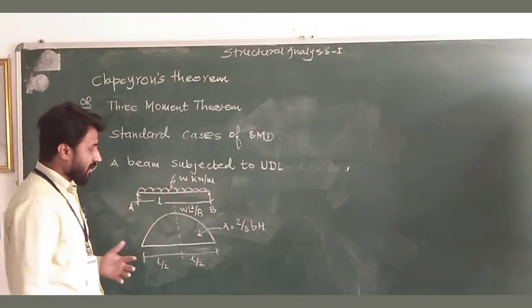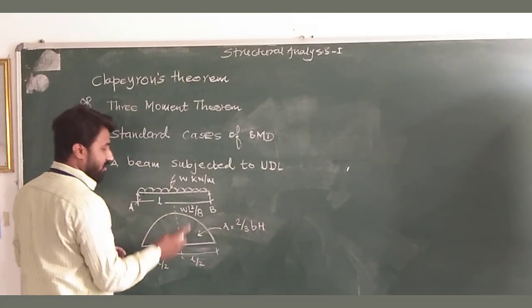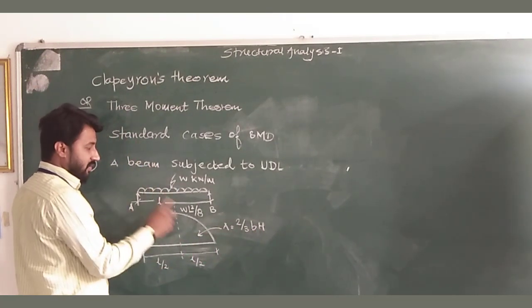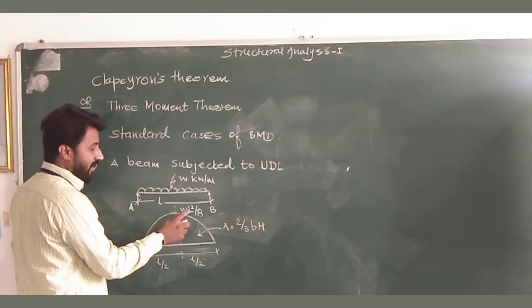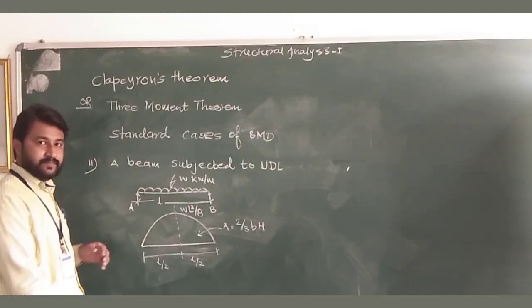Similarly, in the case of a triangle, at this value H we have to put the value of the magnitude WL by 4. Okay. Now we will move to the third case.